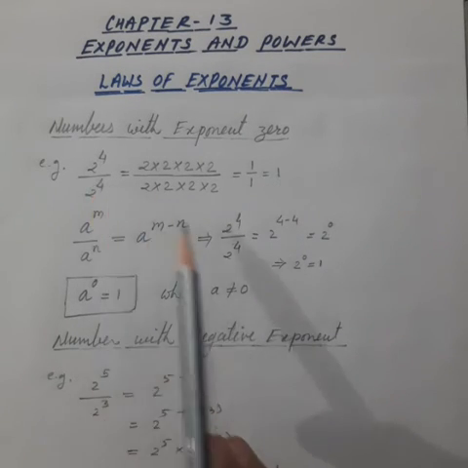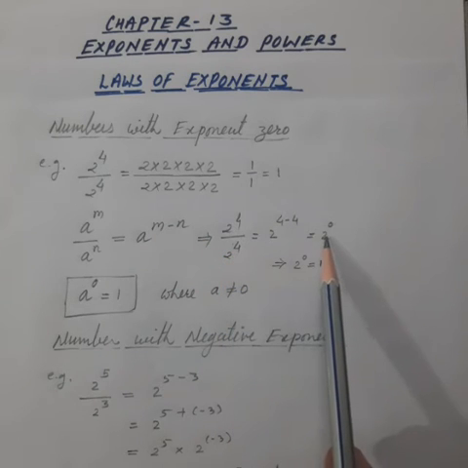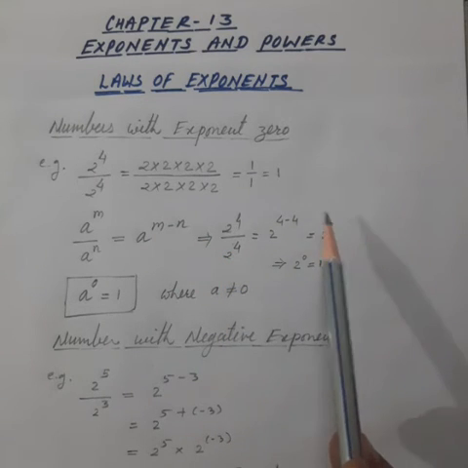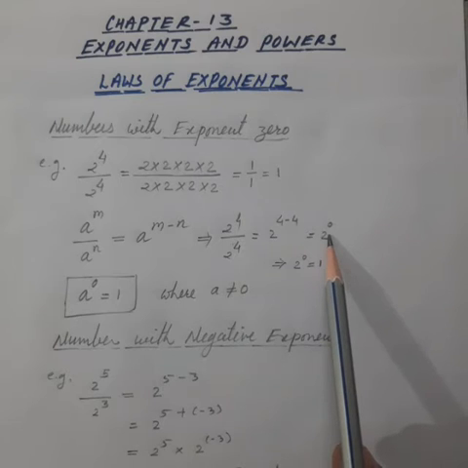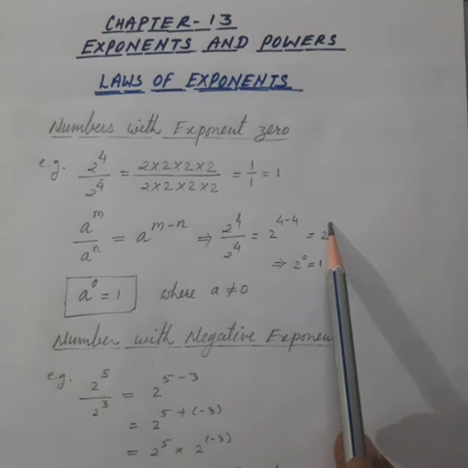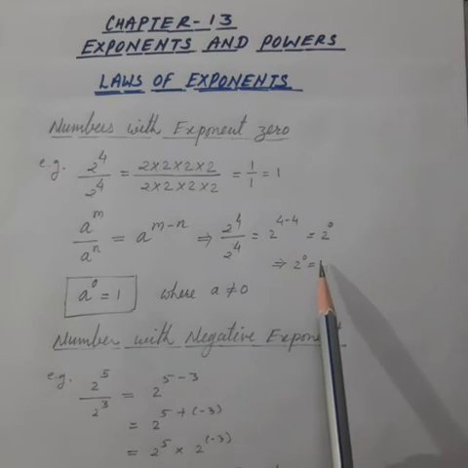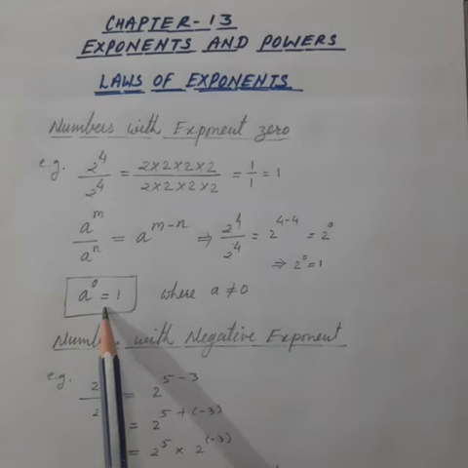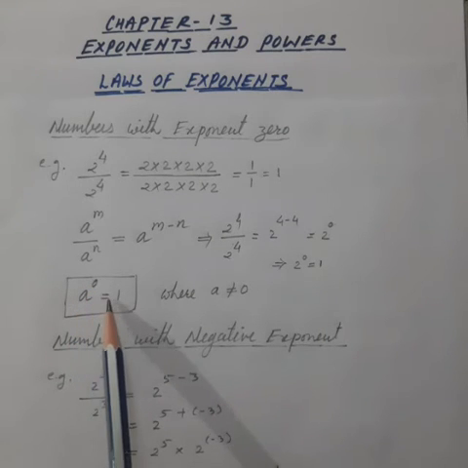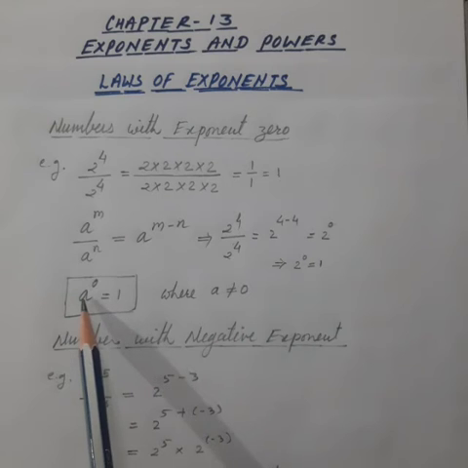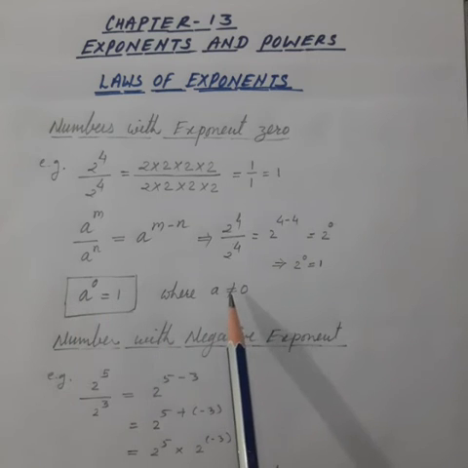And the value of the same division we get here is 2 raised to the power 0. That means these two values are equal. 2 raised to the power 0 is equal to 1. So we get a rule here: a to the power 0 is equal to 1, where a is a non-zero integer.